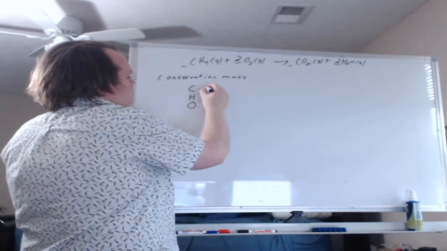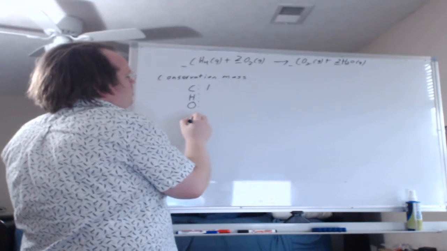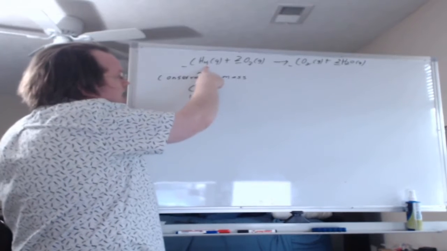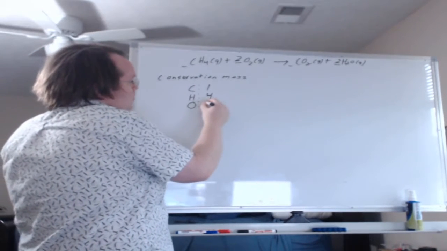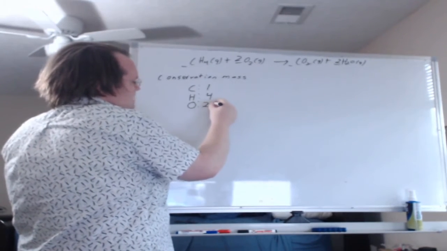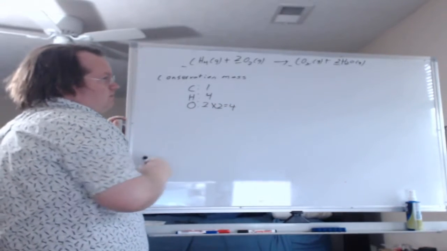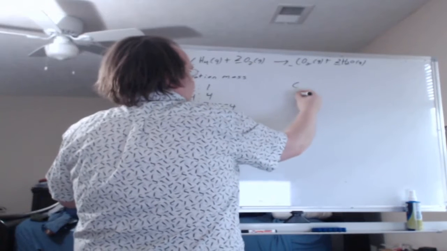So on the left side, we have 1 carbon atom, we have 4 hydrogen atoms because there's a 4 right here, and then the oxygen, we have 2 oxygen molecules and each contains 2. So that's going to be 4 for our oxygen. Then on the right side, we also have C, H, and O.